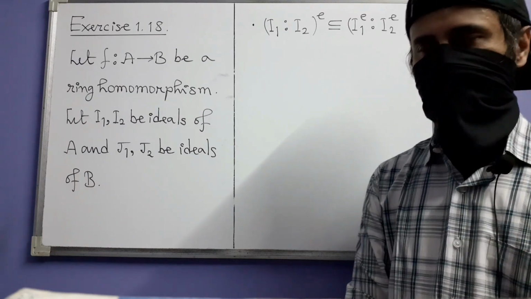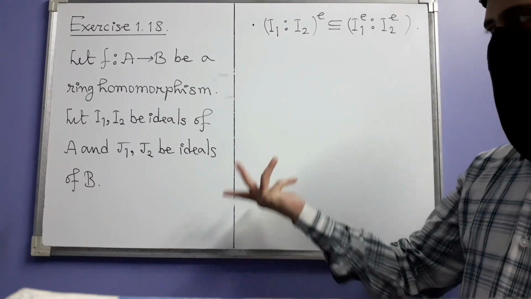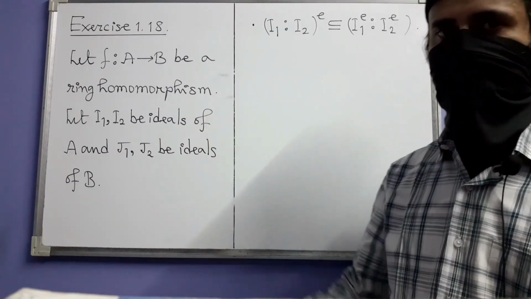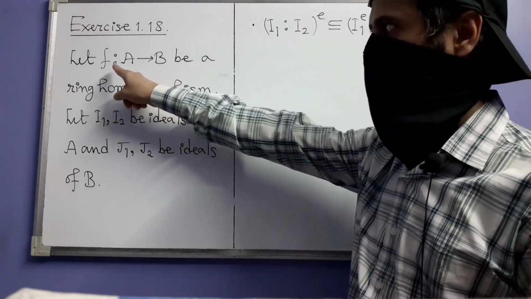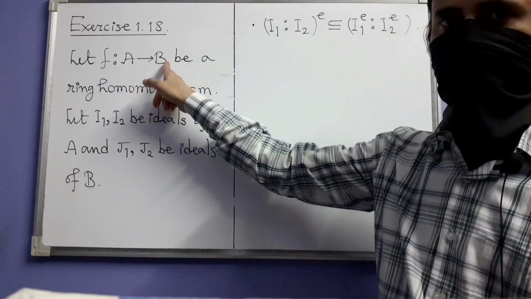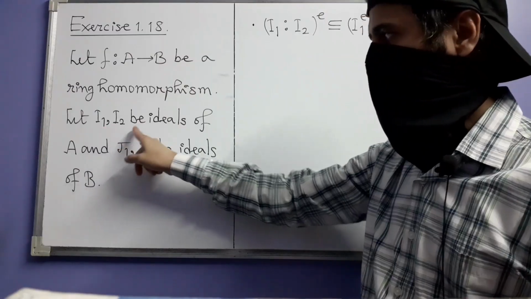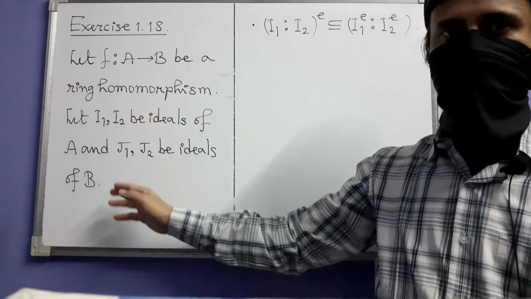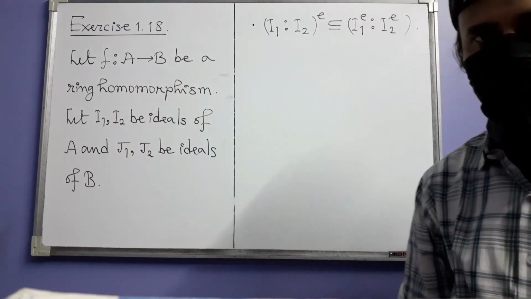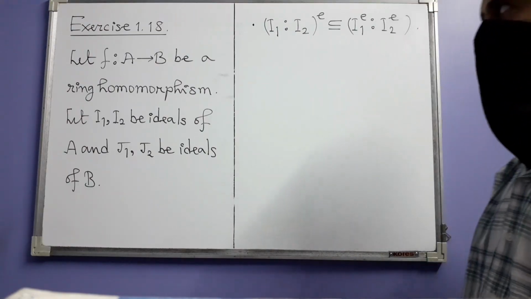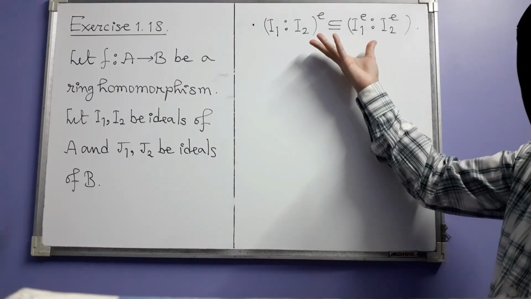Let's complete this exercise today. So you already know how it starts. We have a ring homomorphism f from the ring A into the ring B. I1 and I2 are ideals of A, and J1 and J2 are ideals of B. And this time, this is what we have to prove.